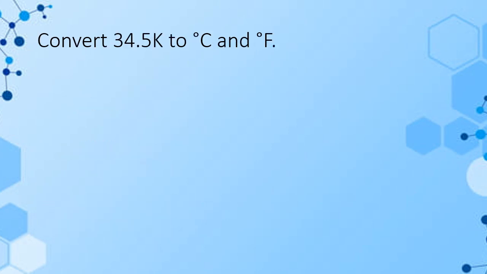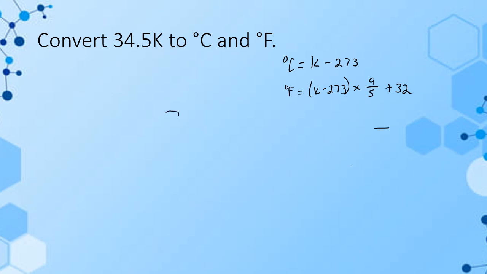Here in our first example, we will convert the temperature of 34.5 Kelvin to both degrees Celsius and degrees Fahrenheit. We remember from the previous slide that to convert from Kelvin to degrees Celsius, the formula we will use is the temperature in Kelvin minus 273. To convert from Kelvin to Fahrenheit, the formula we will use is the Kelvin temperature minus 273, times 9/5, plus 32.